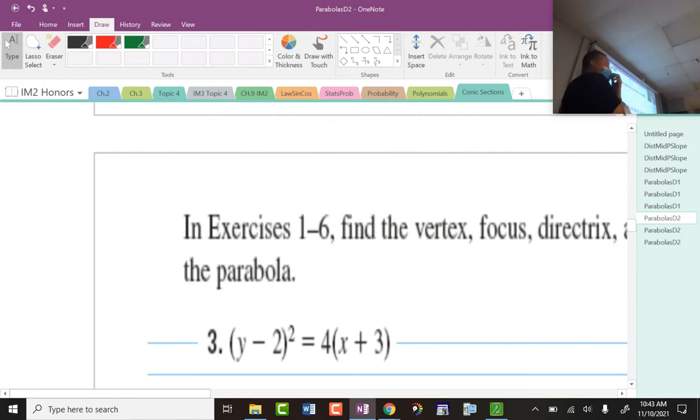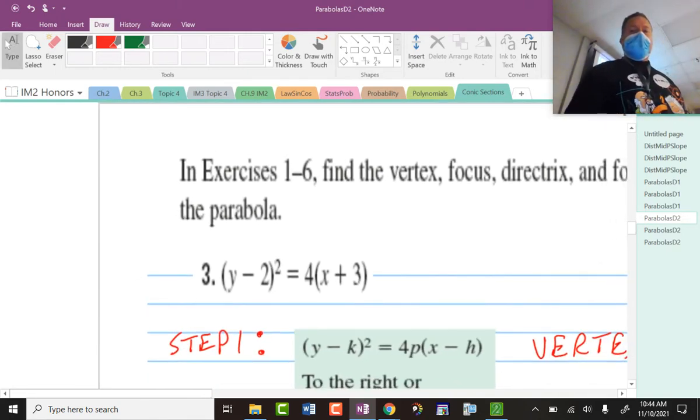Which way is this going? I want exact. Is it going up, down, right, or left? Here we go. 3, 2, 1, go. Right. So now everyone should have said that. The reason is it's a y squared. And the other reason is 4 is what kind of number? 3, 2, 1, go. Positive. So this is going right.